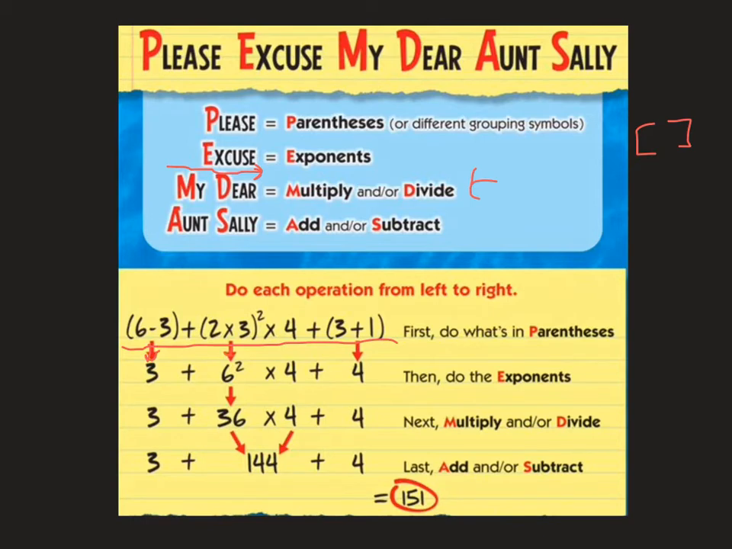2 times 3 is 6, and then I would square it. And I do 3 plus 1. And I would bring everything else down right below. I'm not moving anything around. Everything follows right below it.